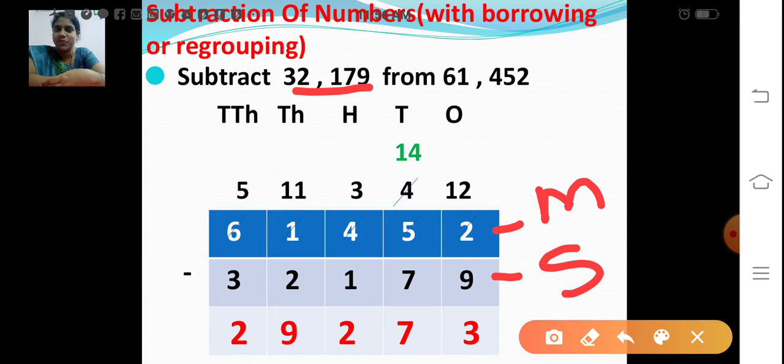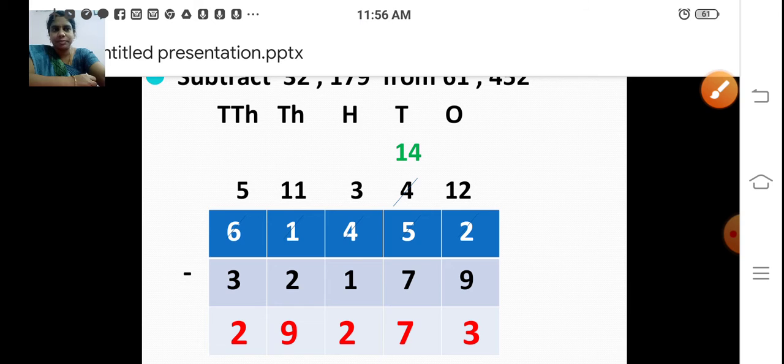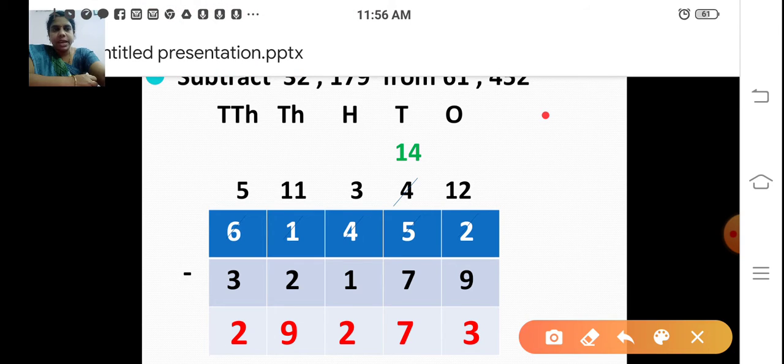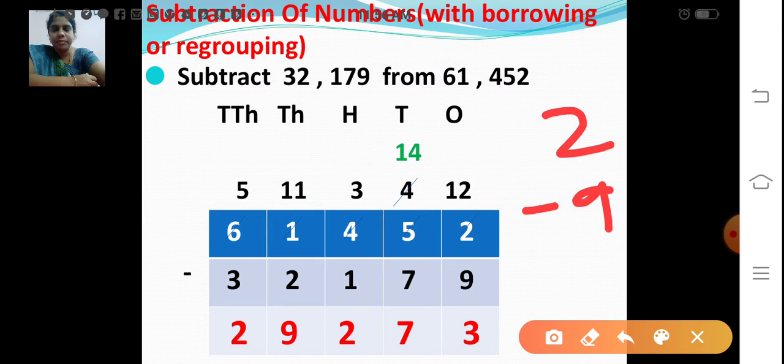First, what we have to do? Where we have to start? We have to start from the ones place, right? Now let's start. Can you subtract 2 minus 9? Can you subtract 9 from 2? No, it is not possible. So what am I going to do? I am going to borrow 1 from the tens place.